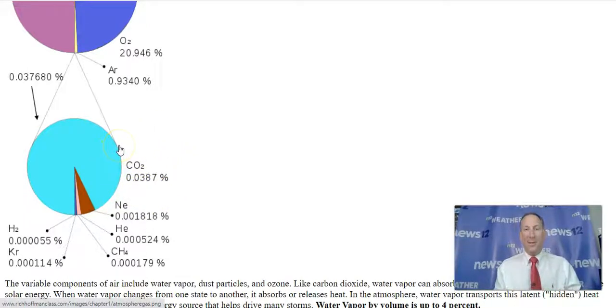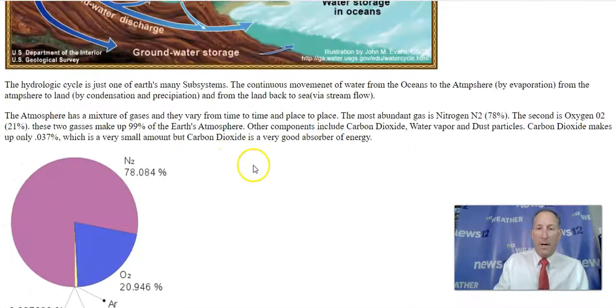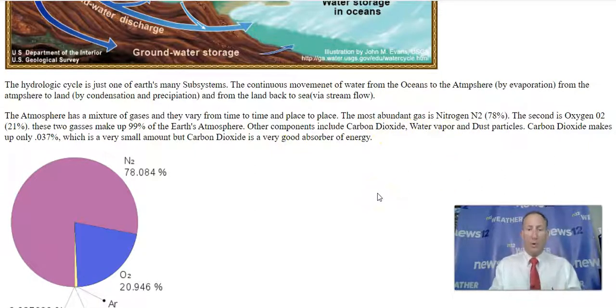You do not need to know the actual percentages for the test. So just to let you know that. But these very small components, carbon dioxide, water vapor, and dust particles, play a huge role, okay? They're good absorbers of energy. They can keep things warm. That's why at night when we have clouds, we have absorbed energy. So more clouds at night will lead to warmer conditions.